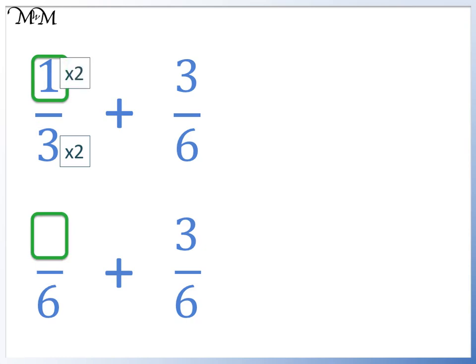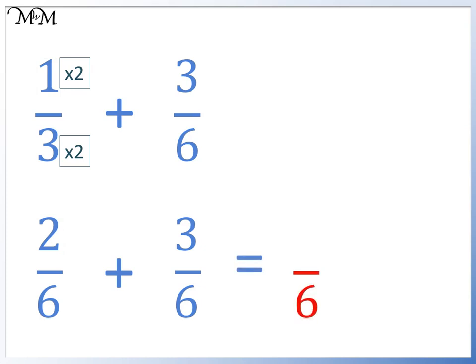1 times 2 equals 2. We now have 2/6 add 3/6. The denominator is 6. Now we add the numerators. 2 plus 3 equals 5. Our answer is 5/6.